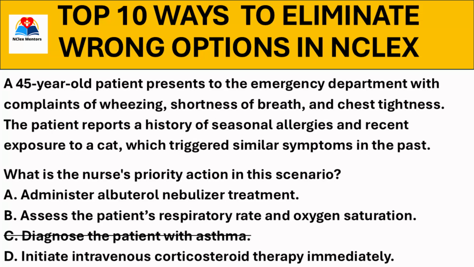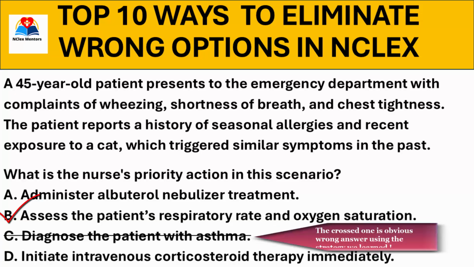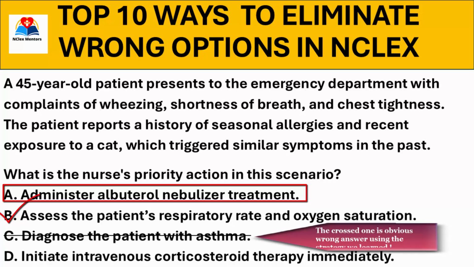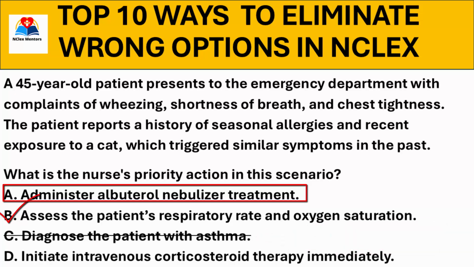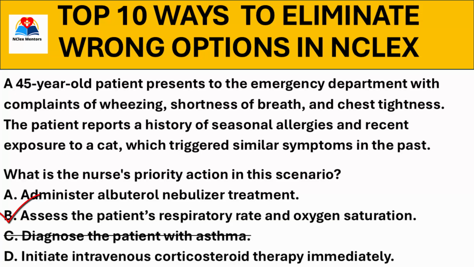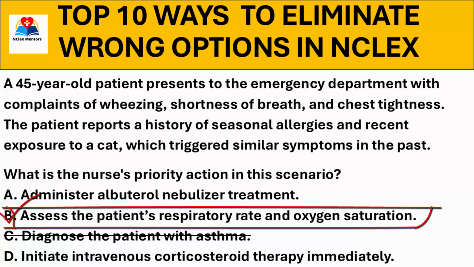Let me reveal the right answer to this question. If you need more time, you can pause the video as well. The correct option is B, assess the patient's respiratory rate and oxygen saturation. Administer albuterol nebulizer treatment. This is not correct. Administering medications requires a provider's order, and nurses must assess the patient's current condition first to determine the need for interventions. Assess the patient's respiratory rate and oxygen saturation. Correct. The nurse's role involves assessment to gather vital data, which is critical for determining the severity of the patient's condition and guiding the next steps.